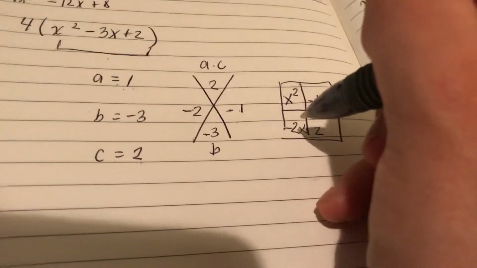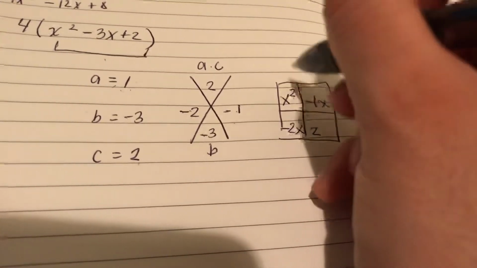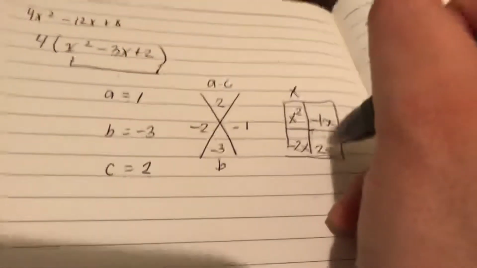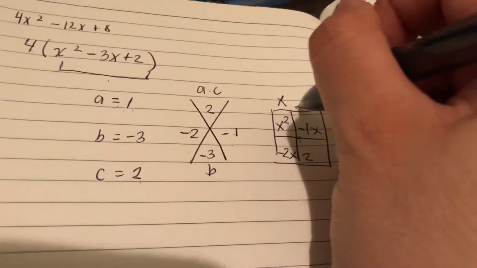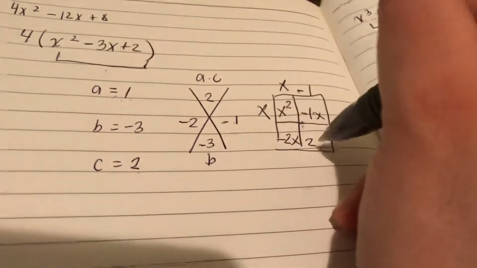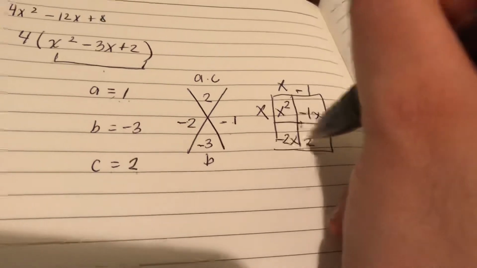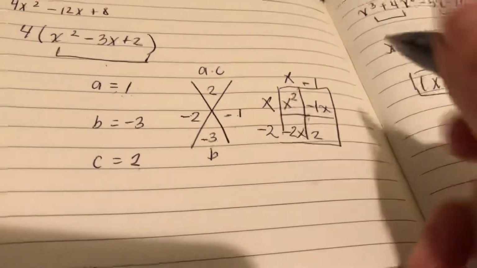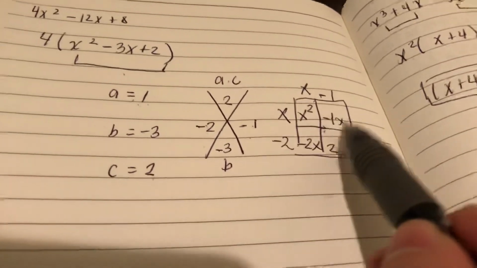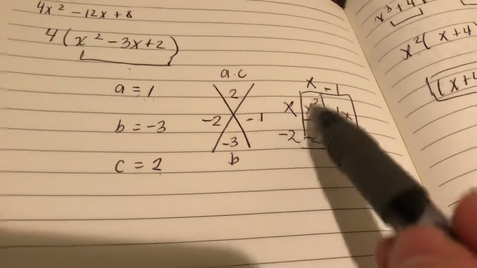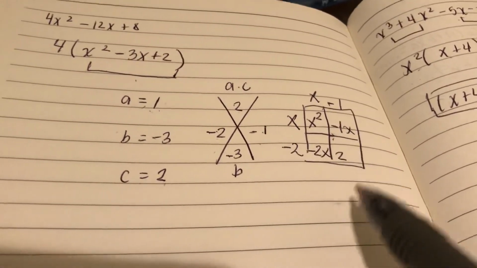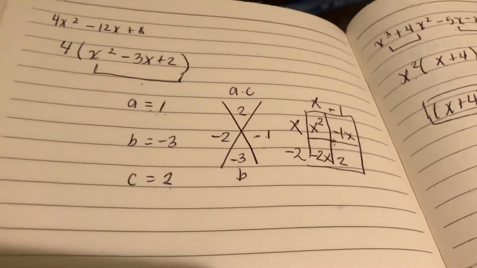And now we're ready to factor. So the greatest common factor in this column is x. The greatest common factor in this column is -1. The greatest common factor in this row is just x. And the greatest common factor in this row is -2. And let's see if that works. X times x is x squared. X times -1 is -1x. X times -2 is -2x. -1 times -2 is +2. So yes, that works.